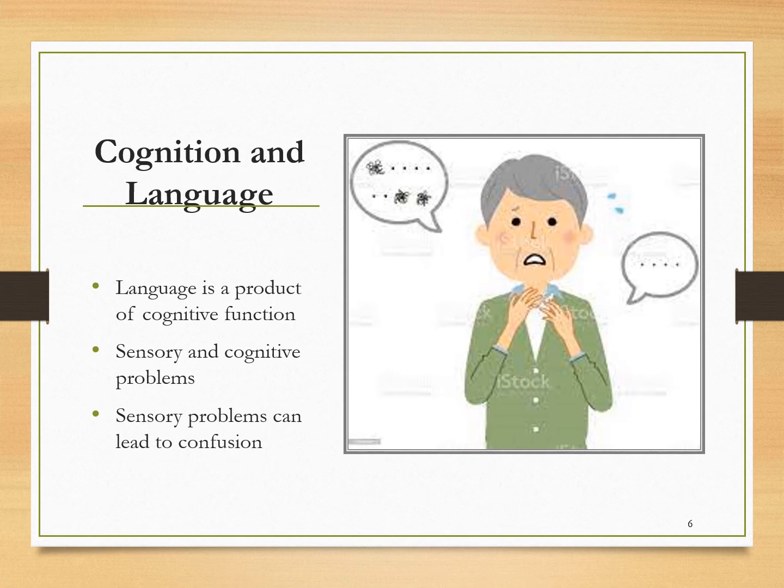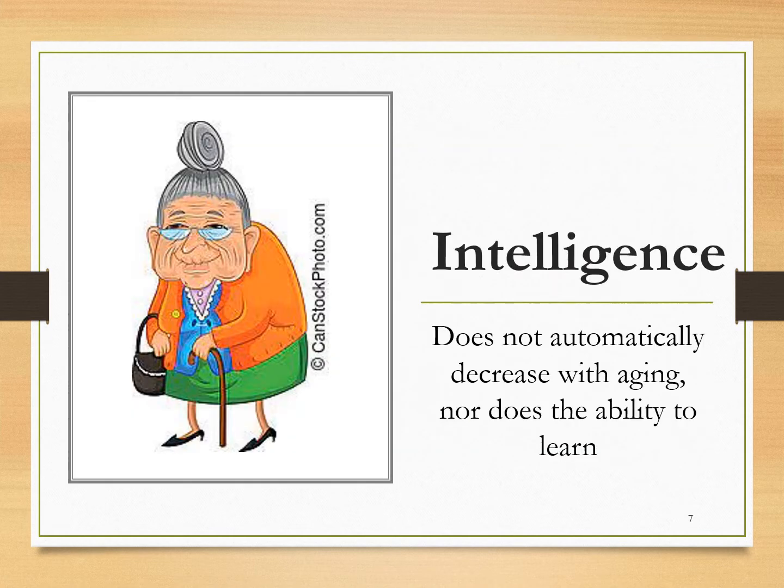Language is a product of cognitive function. We have sensory and cognitive problems resulting in poor language development or a loss of language skills. Damage to those language centers of the brain can result in aphasia, which results in an inability to understand or express language. Sensory problems, of vision, hearing, tasting, smelling, touch, sensation, can lead to confusion. The speed of information processing and recall will also change as we age.